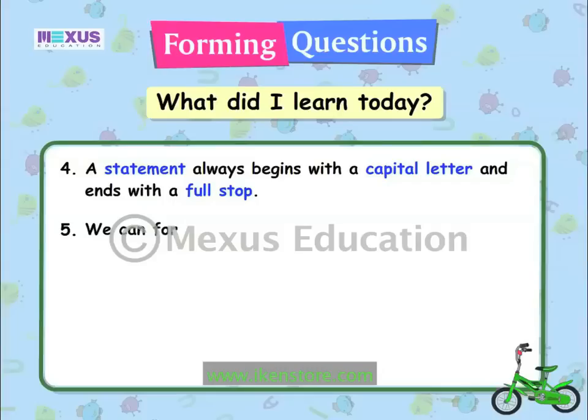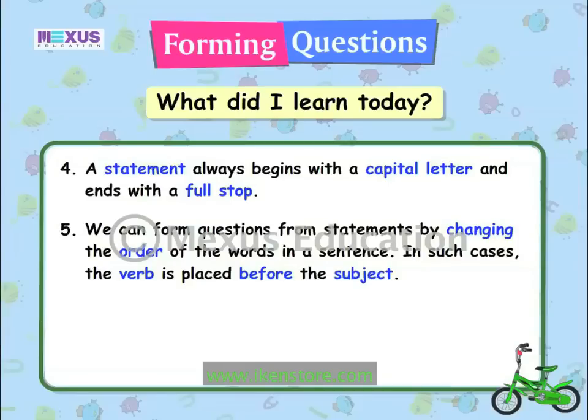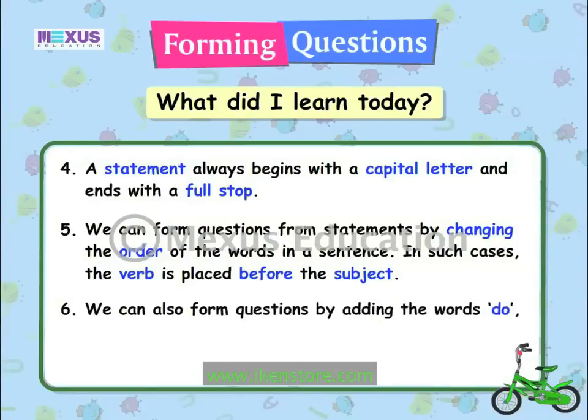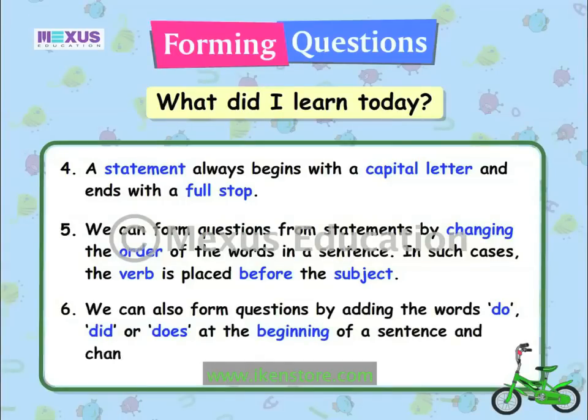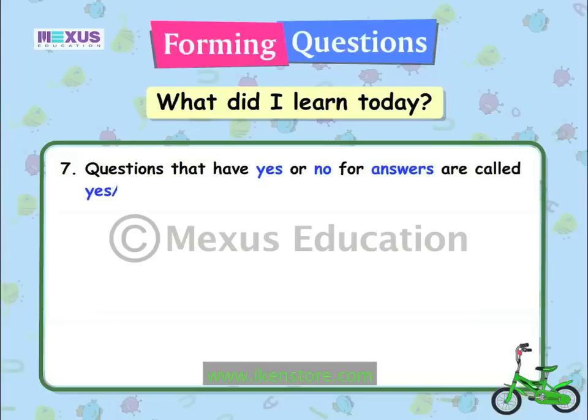We can form questions from statements by changing the order of the words in a sentence. In such cases, the verb is placed before the subject. We can also form questions by adding the words do, did, or does at the beginning of a sentence and changing the form of the verb. Questions that have yes or no for answers are called yes or no questions.